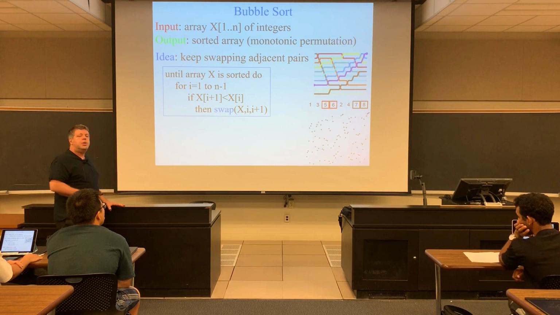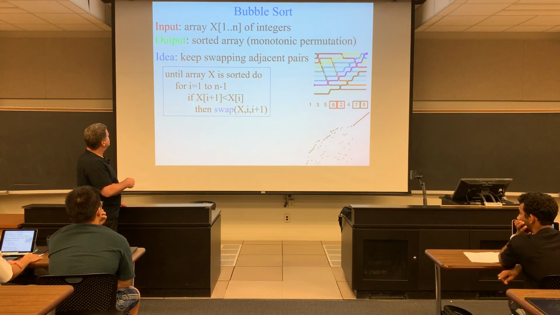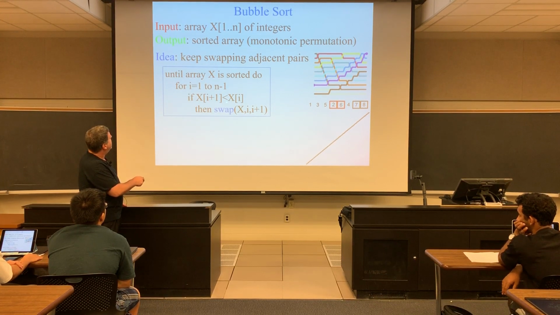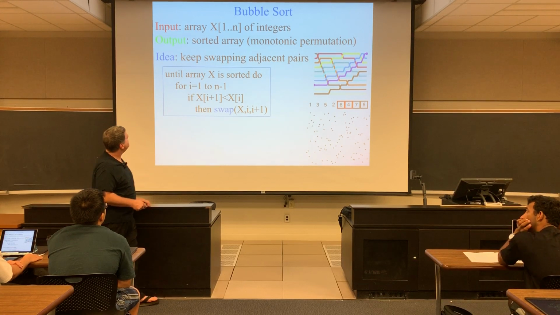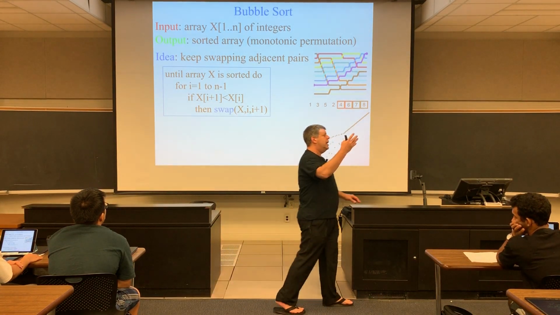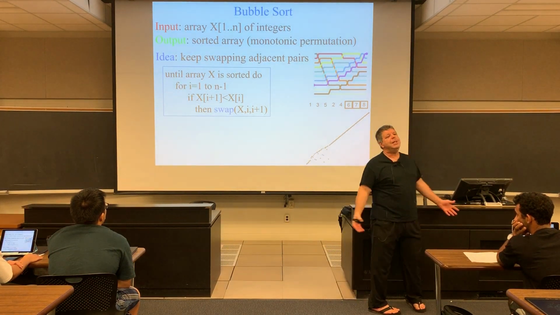So in terms of pseudocode, it looks like this. For i goes from 1 to n minus 1, if an adjacent pair i and i plus 1 are out of order, swap them. And by the way, we can sort ascending or descending. It's really the same thing.